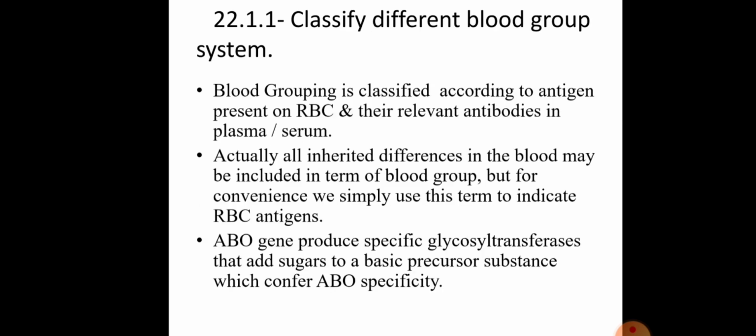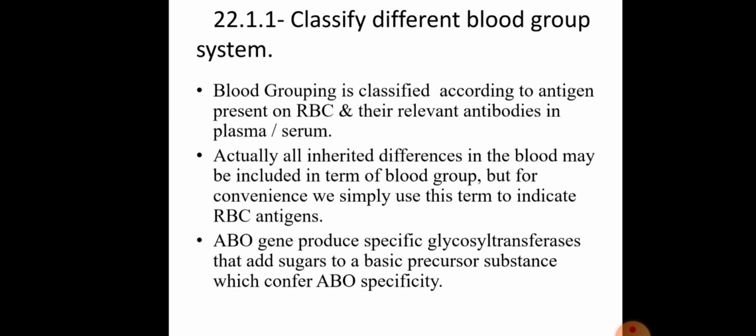First of all, how will you classify any blood group system? They are classified according to the antigen which is present on the RBC, and the relevant antibodies will be there either in the plasma or in the serum. Normally, all the blood group systems included have inherent differences, and according to the RBC antigens on the surface, the grouping will be done.